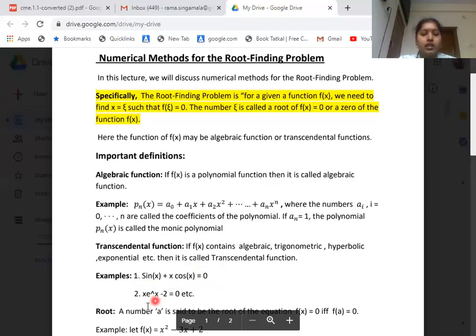You can see the second example. This is x e^x - 2 = 0. Here x is algebraic term and e^x is an exponential function and 2 is algebraic term. Hence, this is an example of transcendental equation.